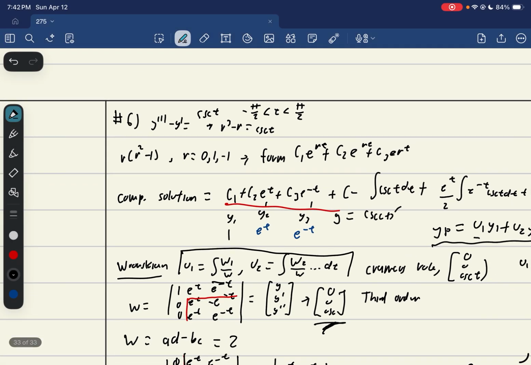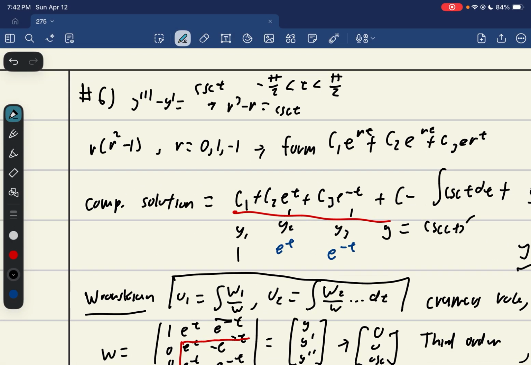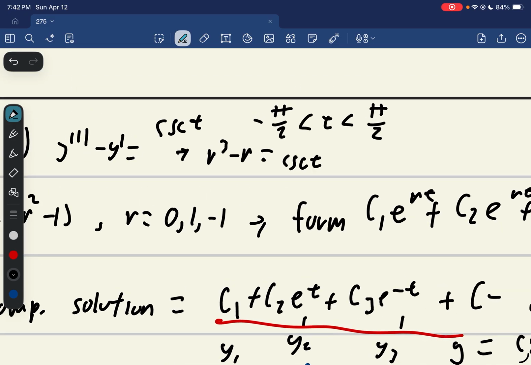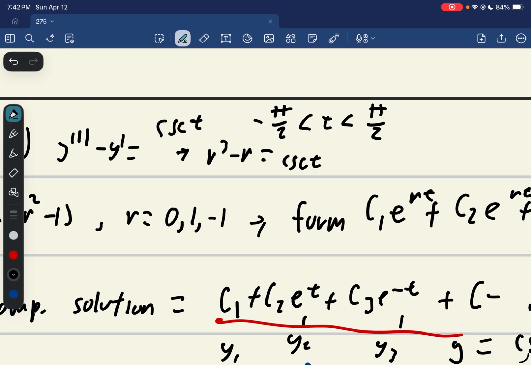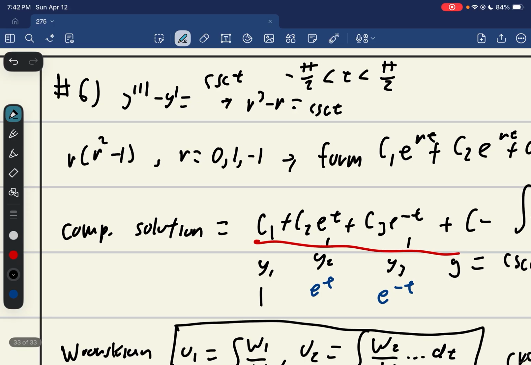Alright, I'm going to be doing problem number 6, which states y triple prime minus y prime is cosecant of t, with the bound of negative pi over 2, t is included, up to pi over 2.